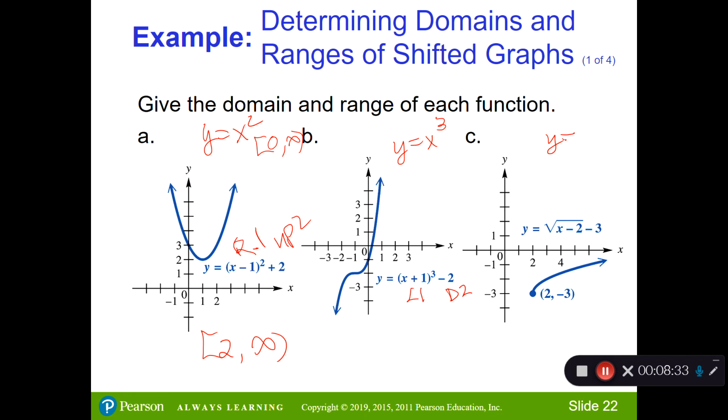Now this is the basic graph of y equals the square root of x. And the domain on this basic graph is 0 to infinity, and the range is 0 to infinity. But I've shifted it right 2, down 3. Right 2, down 3. Inside, outside. So the domain is shifted right 2, so it's going to be 2 to infinity, and down 3, so the range is going to be negative 3 to infinity.